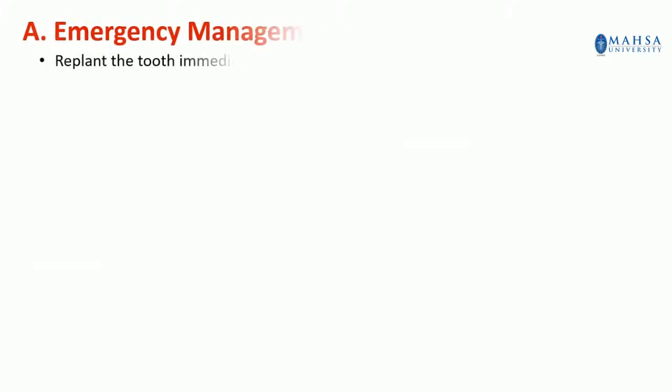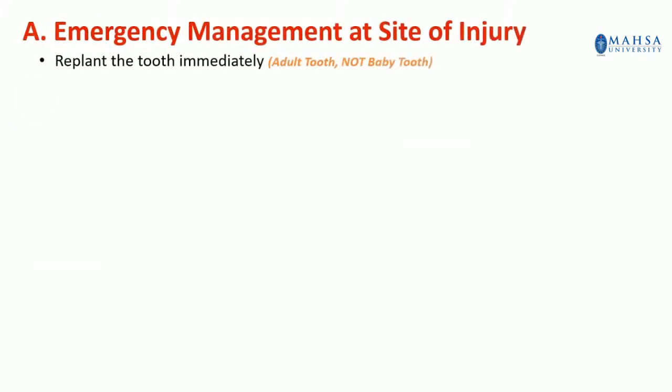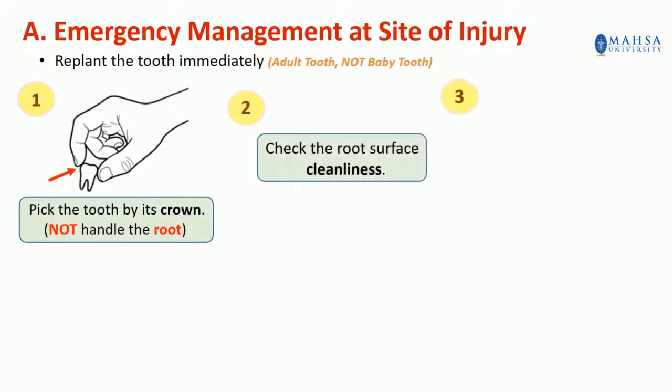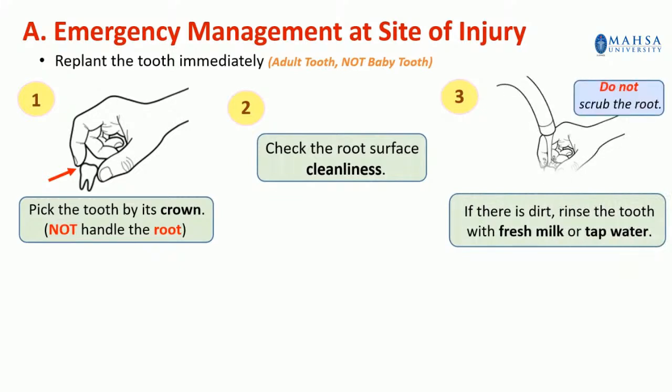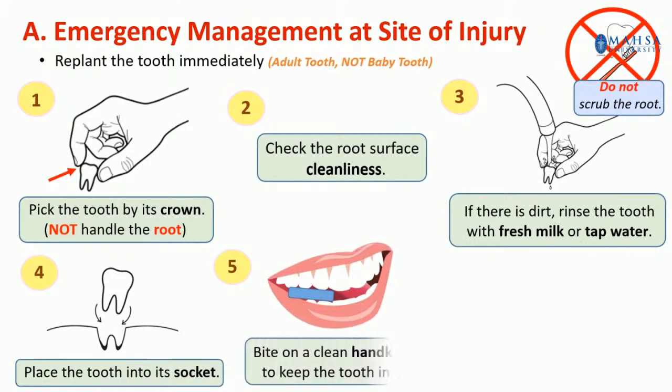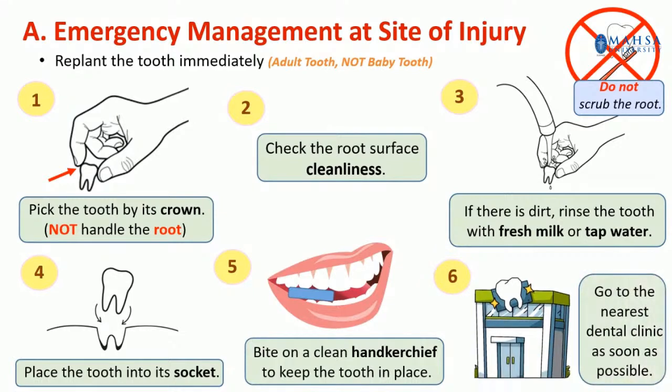This is the emergency management at the site of injury. First, pick the tooth by its crown and not by the root. Second is to check the root surface cleanliness. If it is dirty, rinse the tooth with fresh milk or tap water. Fourth, place the tooth back into its socket and bite on a clean handkerchief to keep the tooth in place. Lastly, immediately go to the nearest dental clinic.